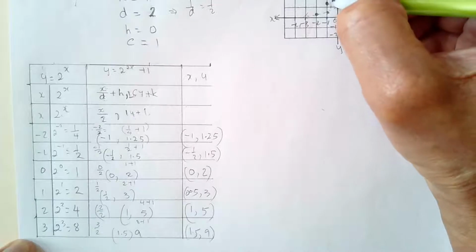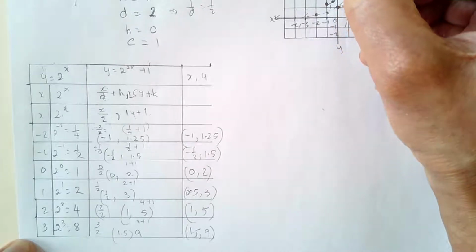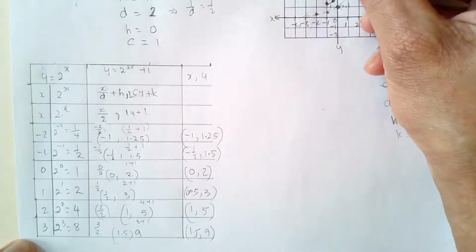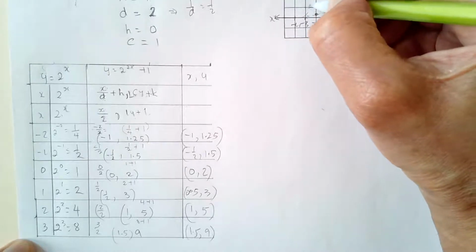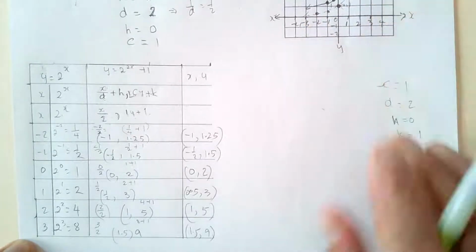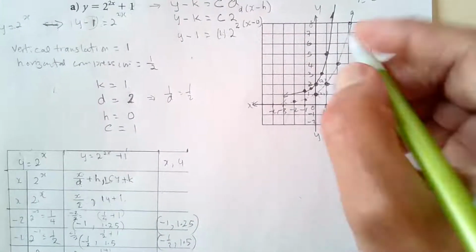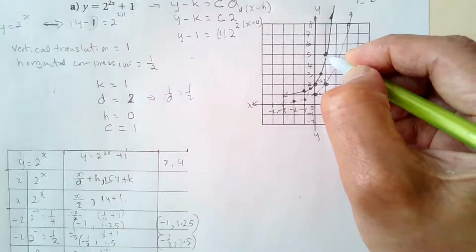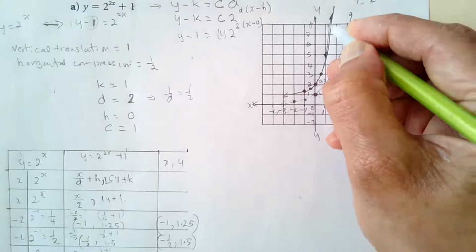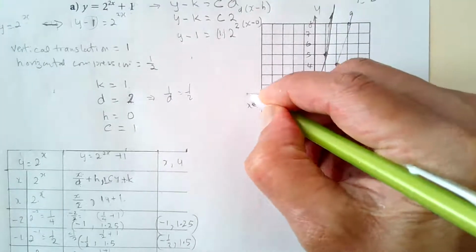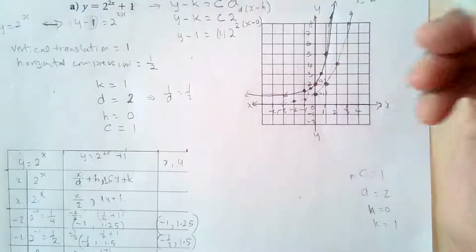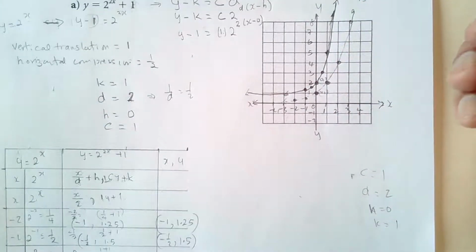So now I'm going to connect. So now this is my graph. So now I connect all these points here. I draw it correctly. And this is the graph that's been transformed.